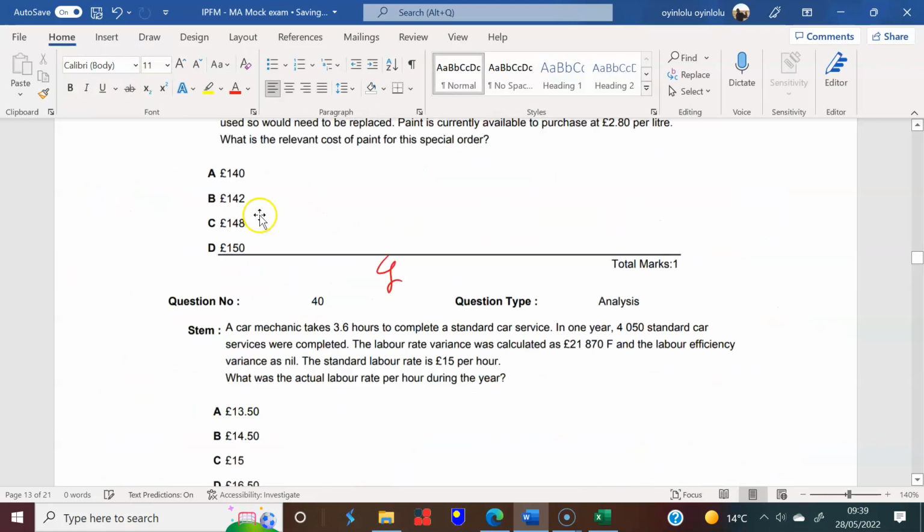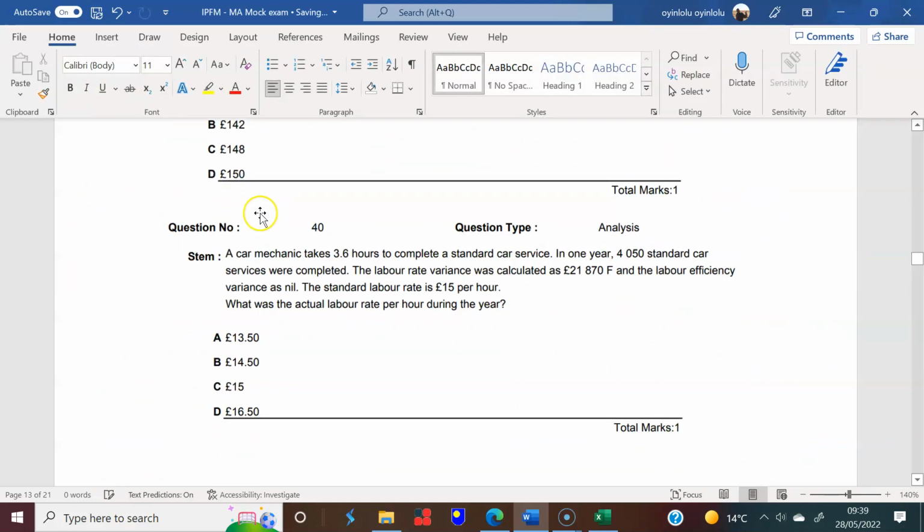Let's look at question 40. Just wanted to pause this for a second.